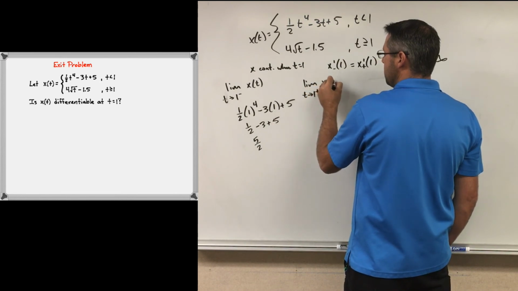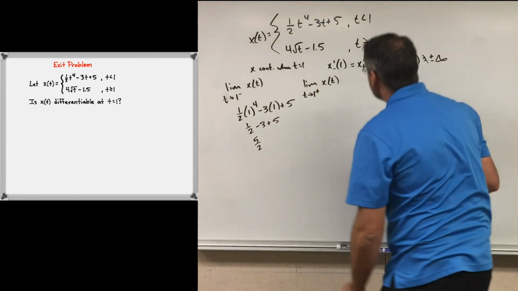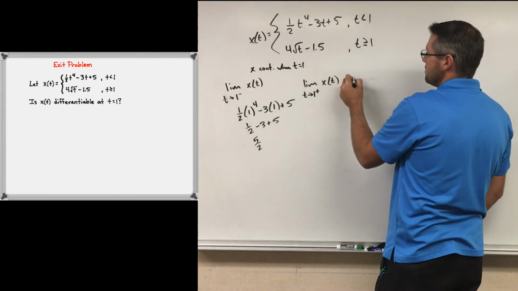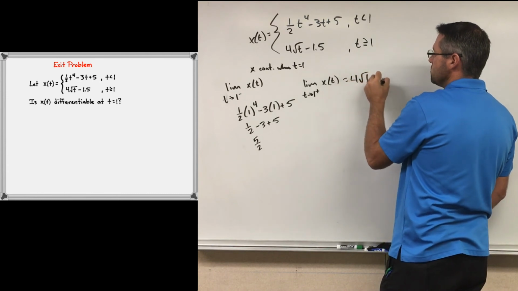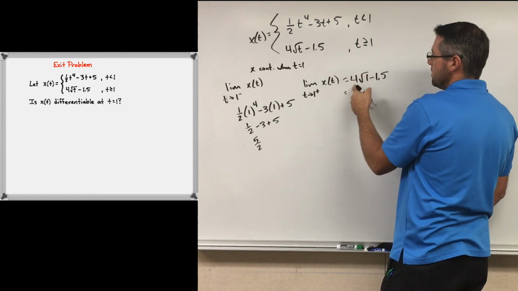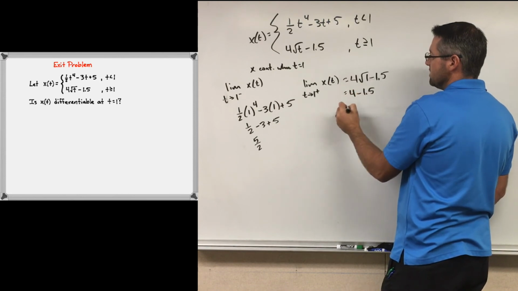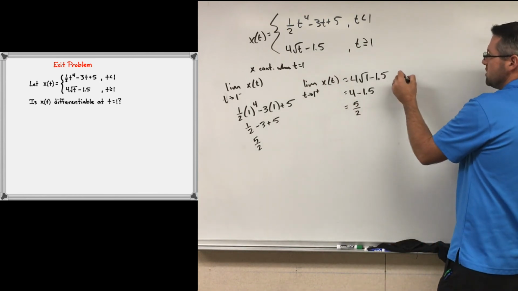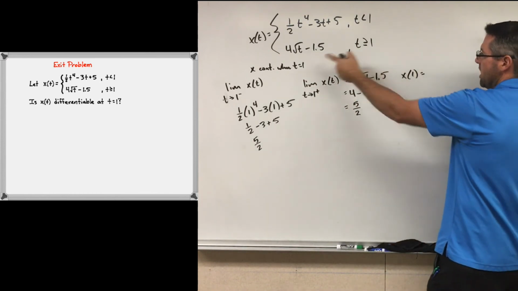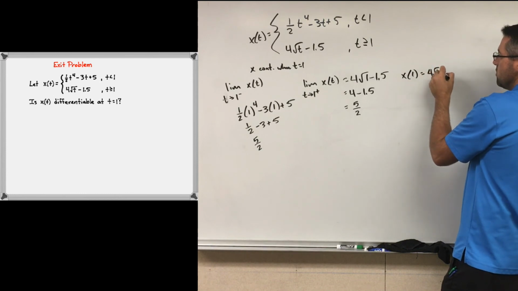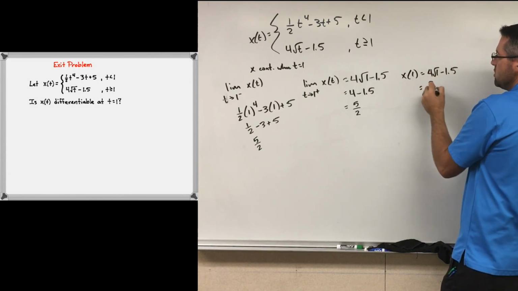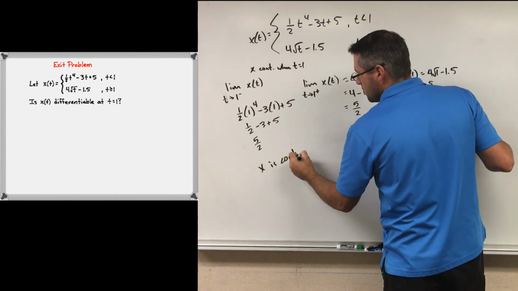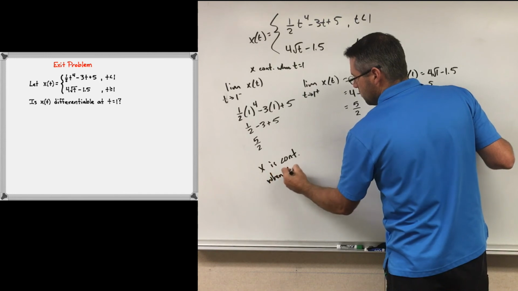And again, this is just checking for continuity. So we'll check for the other things in a second. Okay. So that'd be 4 times radical 1 minus 1.5. Radical 1 is 1, times 4 is 4, minus 1.5 is in fact 2.5 or 5 over 2. So we know the limit exists. And the last thing we need to check for is x of 1. We're going to use the bottom function again. Might as well show the work. And so we end up with 5 over 2. So we can say x is continuous when t equals 1.